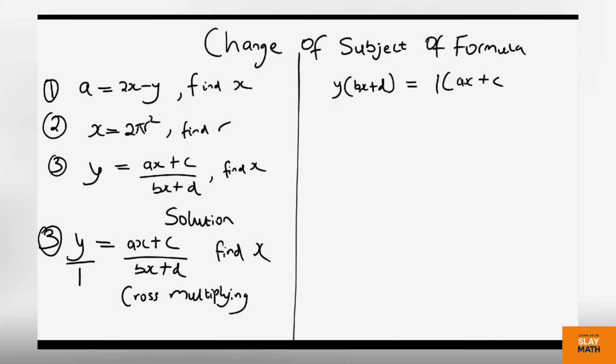So if we open this out, we're going to have bxy plus dy is equal to 1 times ax, which is still ax, plus 1 times c, which is still c. Now, we are trying to find x and we have x on both sides. So the easiest thing to do here is to collect like terms.